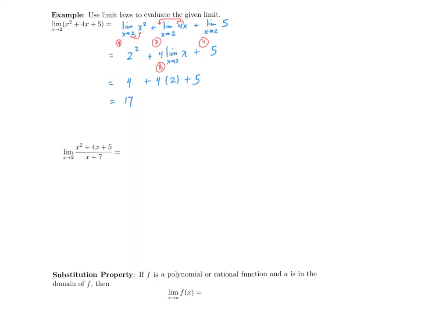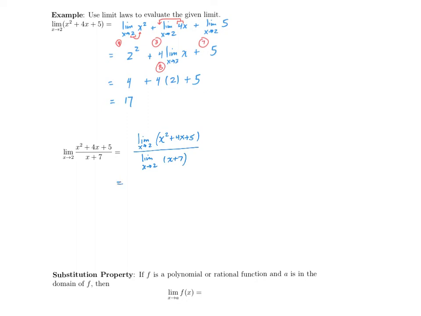Okay, so in our next example, same idea. We want to use our limit laws to evaluate this limit. And note, because it's a limit of a quotient, as long as we don't end up dividing by 0, we can take the limit of the top, divide it by the limit of the bottom. So we just make that mental note. So we have the limit as x approaches 2 of x squared plus 4x plus 5 in the top, divided by the limit as x approaches 2 of x plus 7 in the bottom.